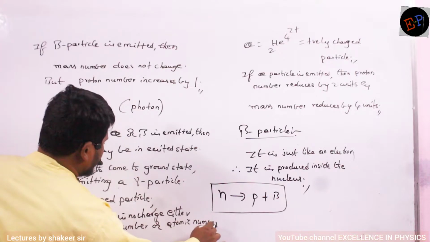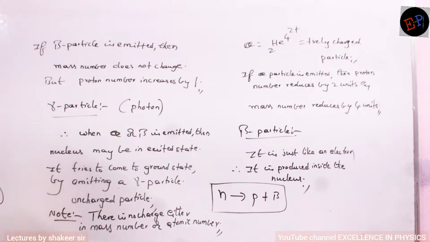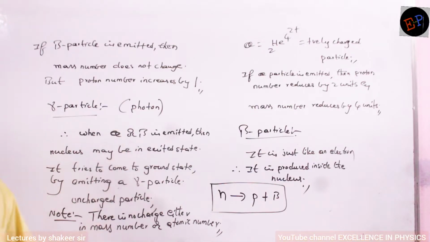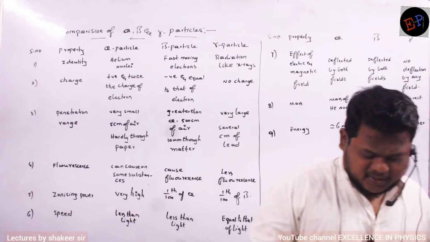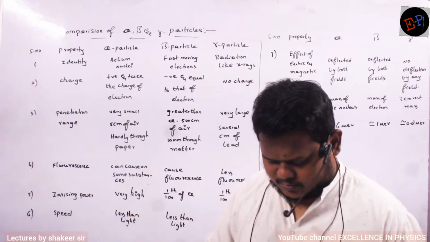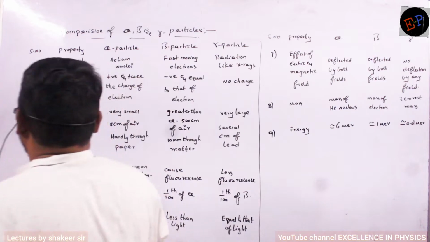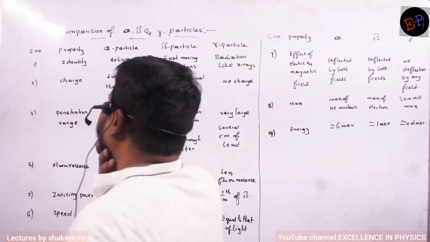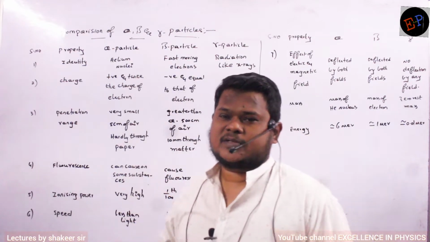Okay, and the remaining properties of alpha, beta and gamma particles we will discuss in the next slide. Study the properties of alpha, beta and gamma particles. So first property, identity. What is meant by identity? These particles, they are made up of what? That is called identity.